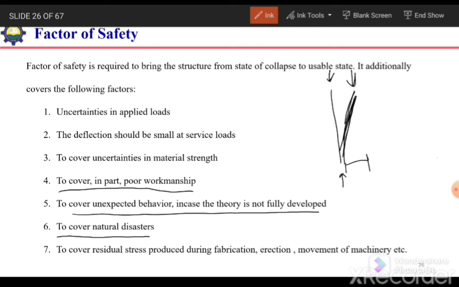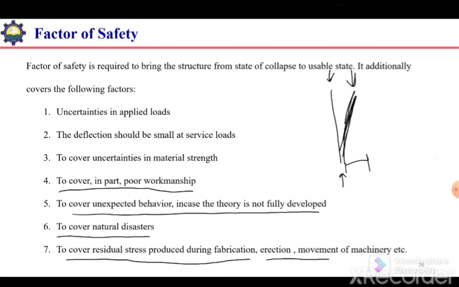To cover residual stresses produced during fabrication. During fabrication, welding, erection, and bolting, some residual stresses can be produced in the structure. So we need to account for that. For that, we reduce the material strength and we increase the applied loads by multiplying or by applying the factor of safety.